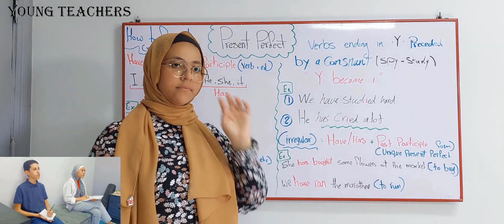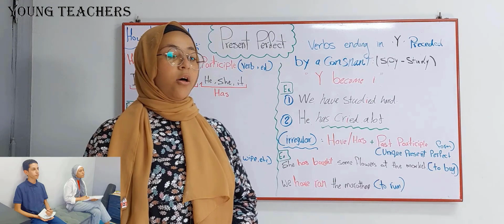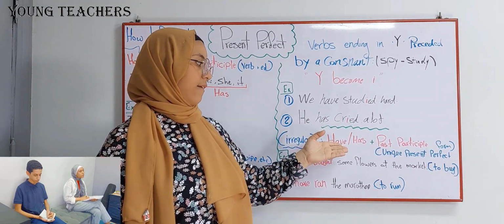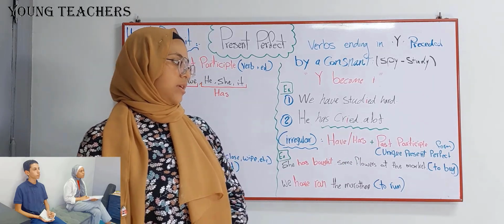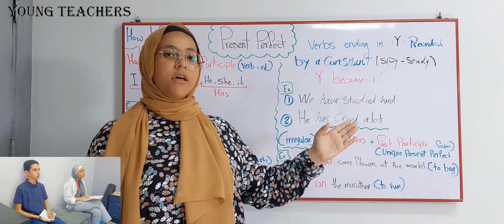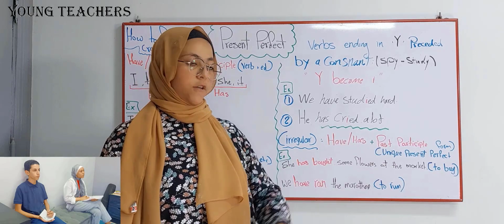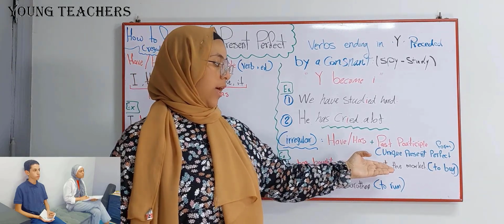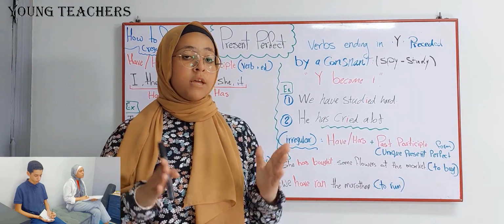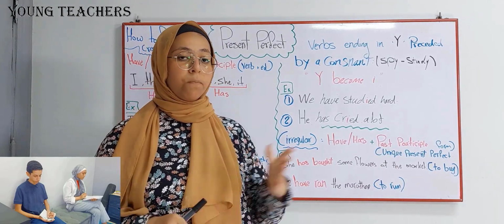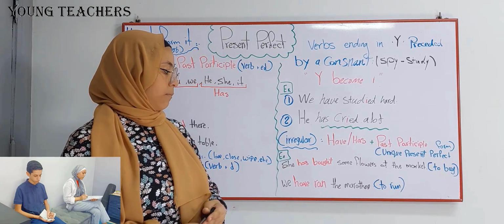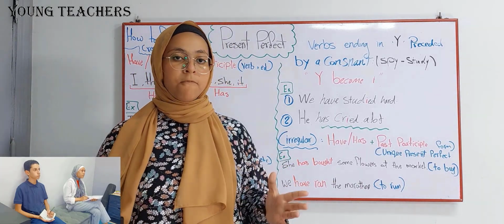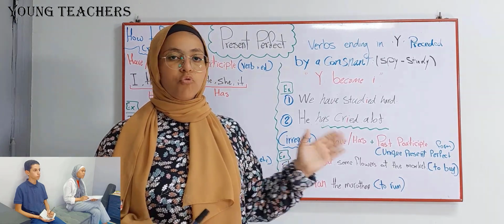So what about the irregular verbs? Okay, I'm gonna answer that. So the irregular verbs: have or has plus past participle. They have a unique present perfect form. For example, she has bought some flowers at the market. The infinitive form of the verb is to buy. Another example, we have run the marathon. The basic form of the verb is to run.